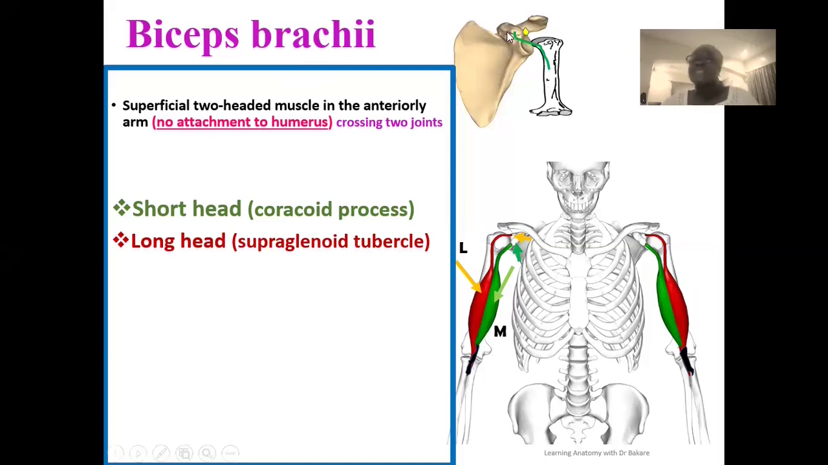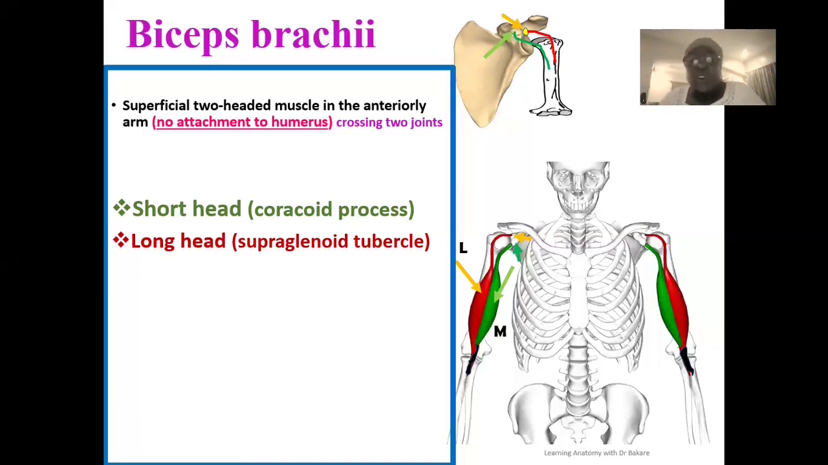So this is where we have the origin point of the short head of the biceps brachii, and this is what is arrowed at this point. The long head of the biceps brachii, highlighted here in red, originates from the supraglenoid tubercle. This is the supraglenoid tubercle here that is highlighted in yellow, and you see that it is a tubercle that is created just above the glenoid fossa or the glenoid cavity.